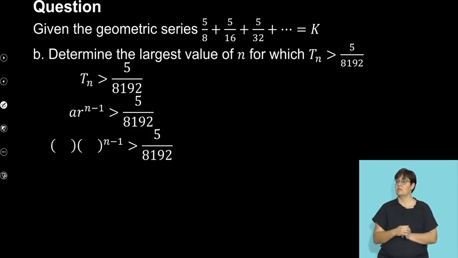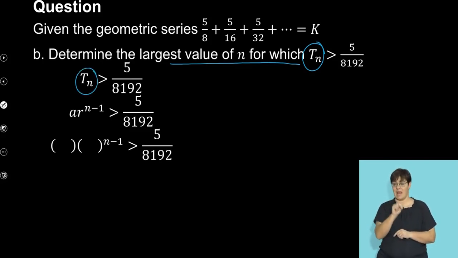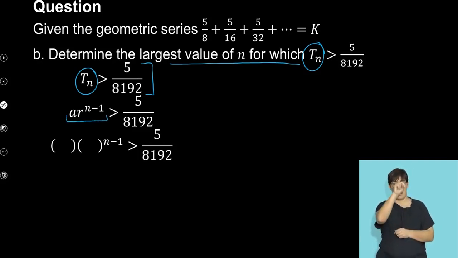So I'm now asked to determine the largest value of n for which Tn is greater than 5 over 8,192. So I'm actually looking for the position of the term where it's going to be larger than 5 over 8,192. So I'm looking for where Tn is greater than this. I know that I can replace Tn for a geometric series with AR to the power of n minus 1. Luckily, I know what my A is. My A is 5 over 8. And my ratio, which we discussed on the previous slide, is a half.